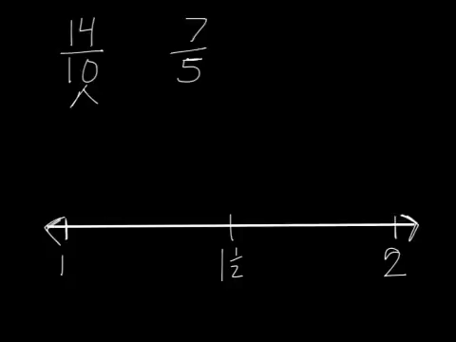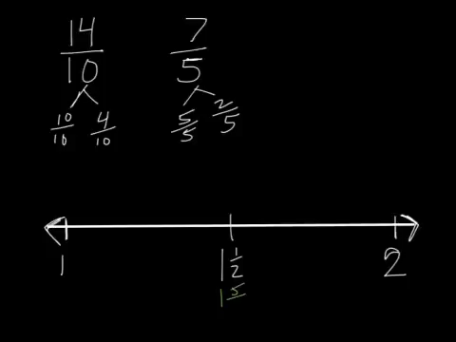I'm going to turn these into mixed numbers, so this would be 10/10 and 4/10, and this would be 5/5 and 2/5. I know that half of 10/10 would be 5/10, so 1 and 1/2 is also equal to 1 and 5/10. So 1 and 4/10 is going to be just a little bit smaller than that. So I can just go ahead and plot that on my number line, just a little bit smaller than 1 and 5/10.